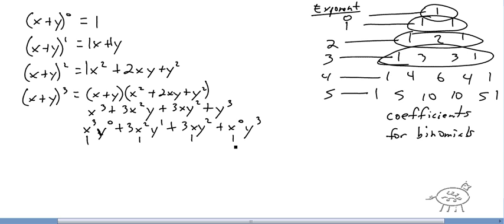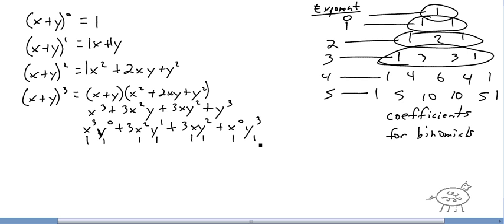Same thing with the y. The y starts out with a 0. That's why it's just x cubed, because x cubed y to the 0 is x cubed times 1, or x cubed. Y to the 0, y to the first, y to the second, y to the third. So that's an important concept to see too.